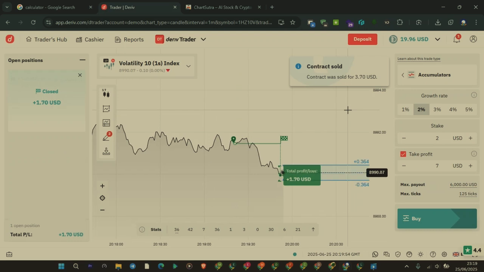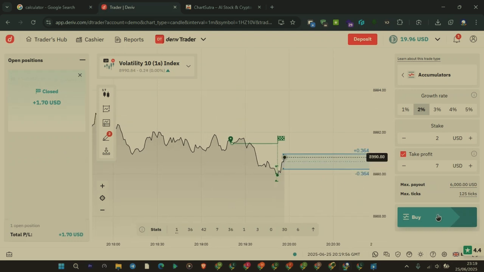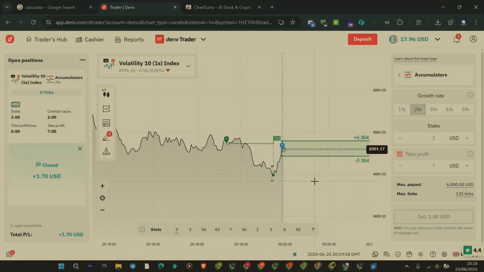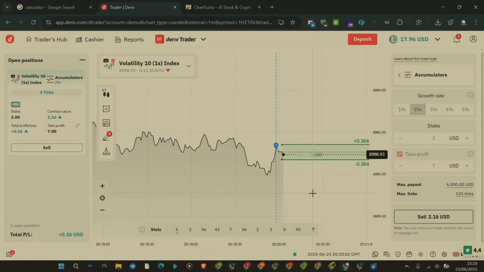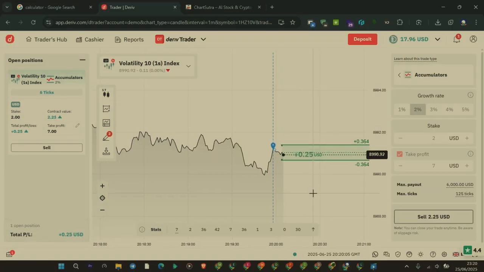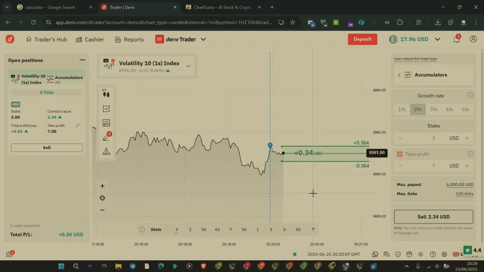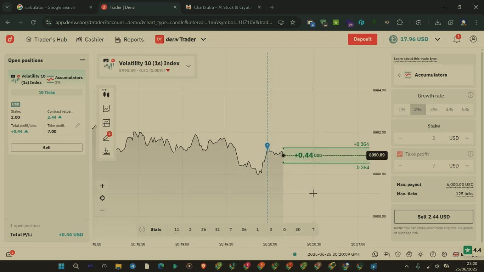Okay, it has crossed the red line again. Those are 2 times. Let us see what happens here. And remember guys, trading is risky. You need to be very careful with this thing.